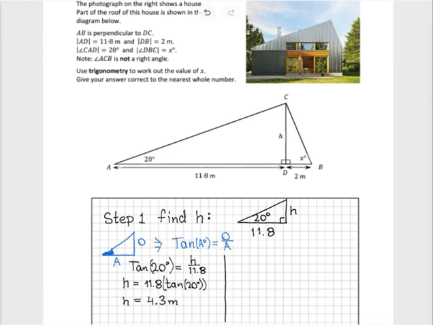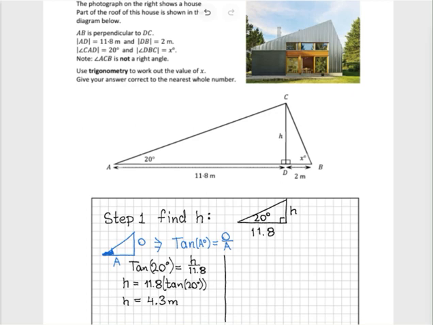Okay, so let's substitute in 20 and 11.8 into the angle and into the adjacent. So 20 goes here and 11.8 goes below, matching the adjacent. So h is where the opposite is. Alright, so h is up here now. So we need to multiply across before we do our calculations.